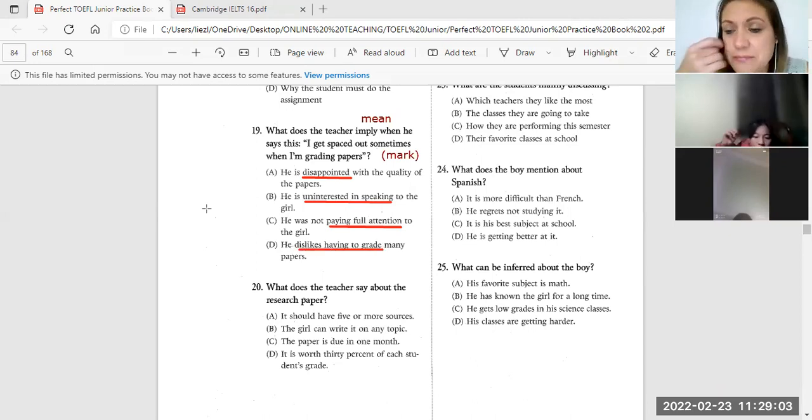Okay, let's listen. What does the teacher imply when he says this? I get spaced out sometimes when I'm grading papers. Okay, let's have a look at the options. What do you think? What does the teacher imply when he says, I get spaced out?